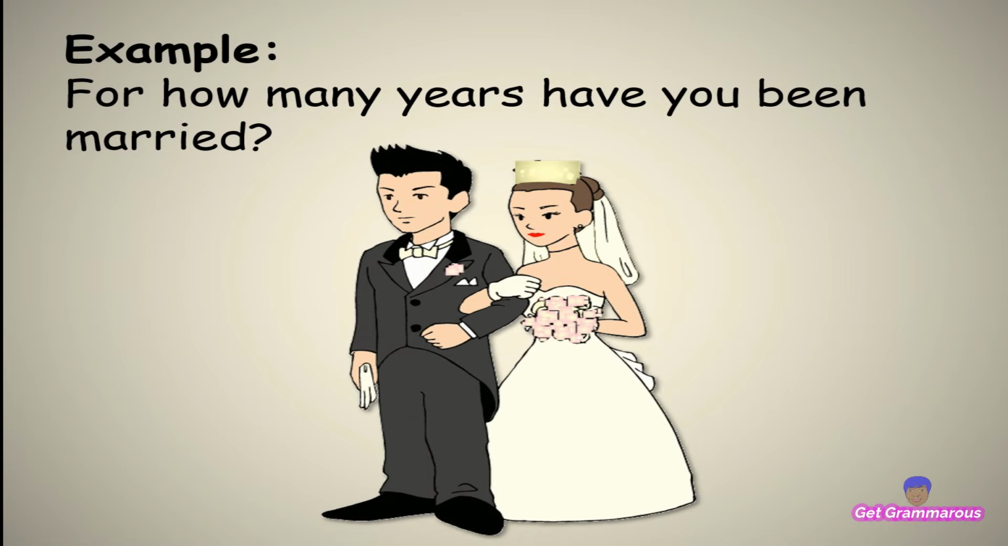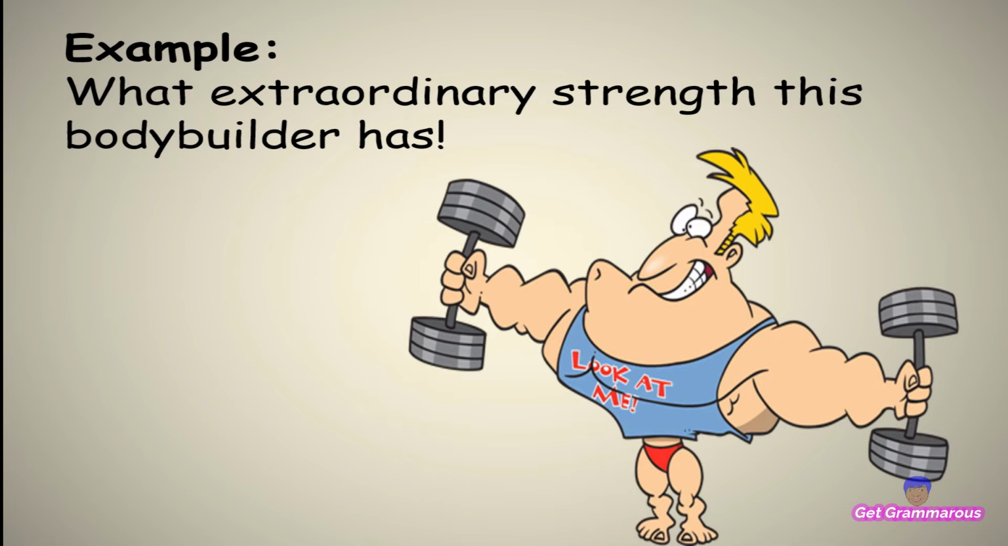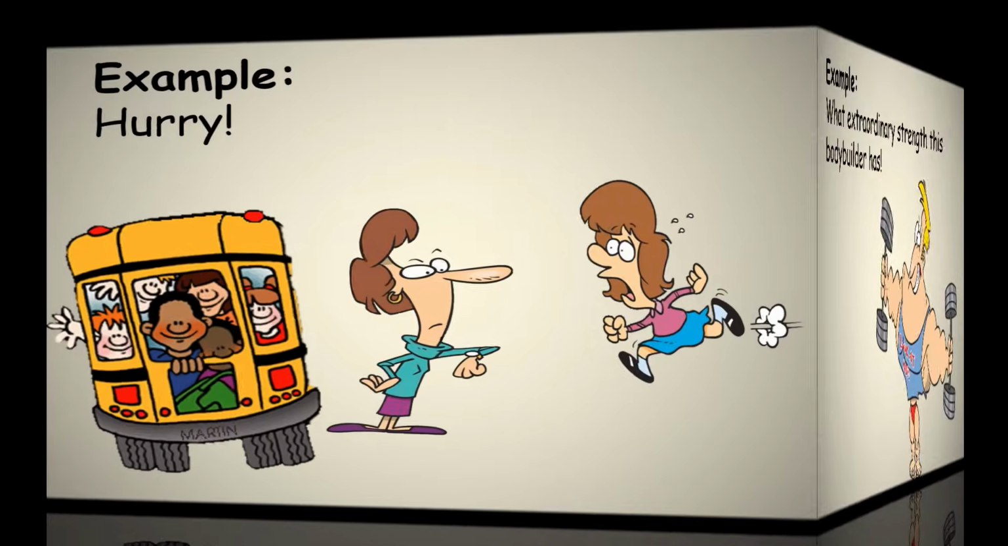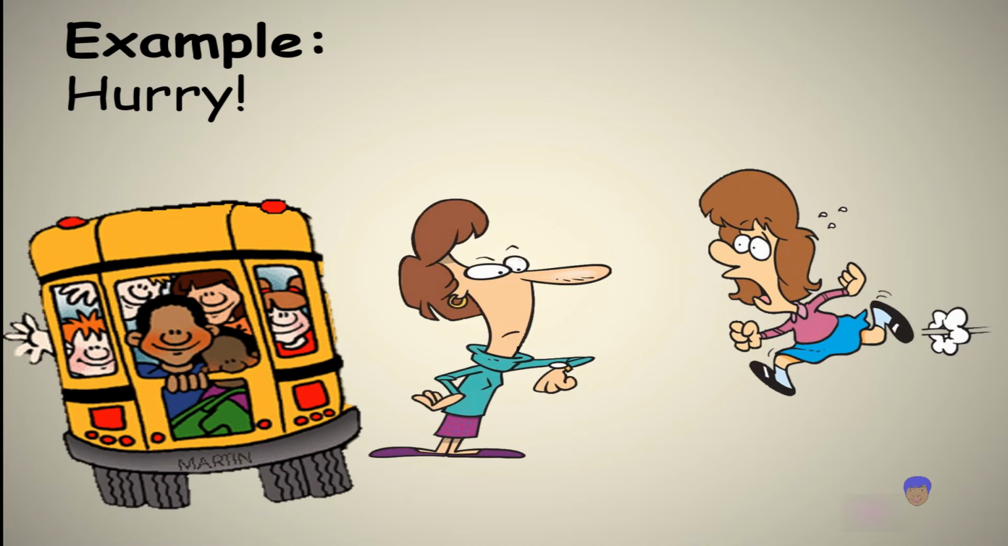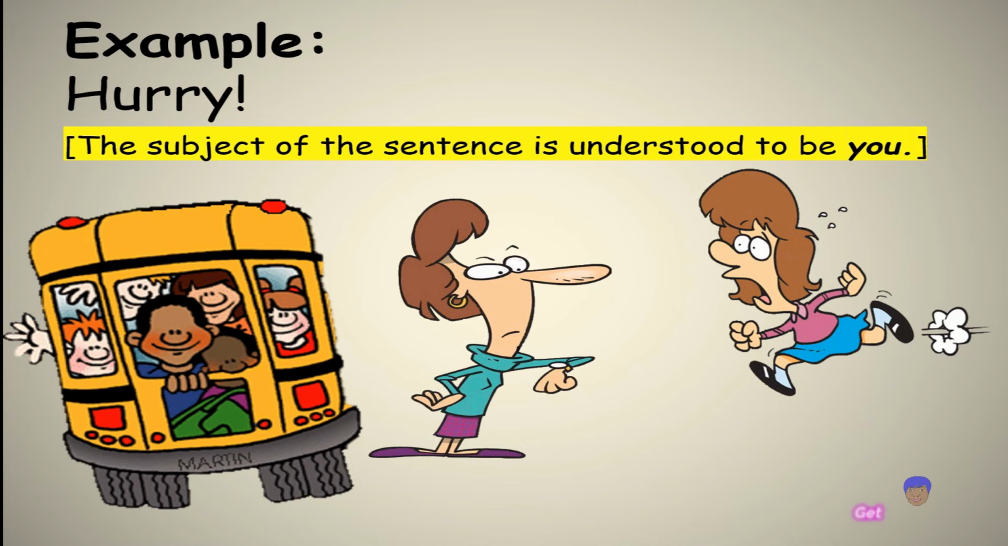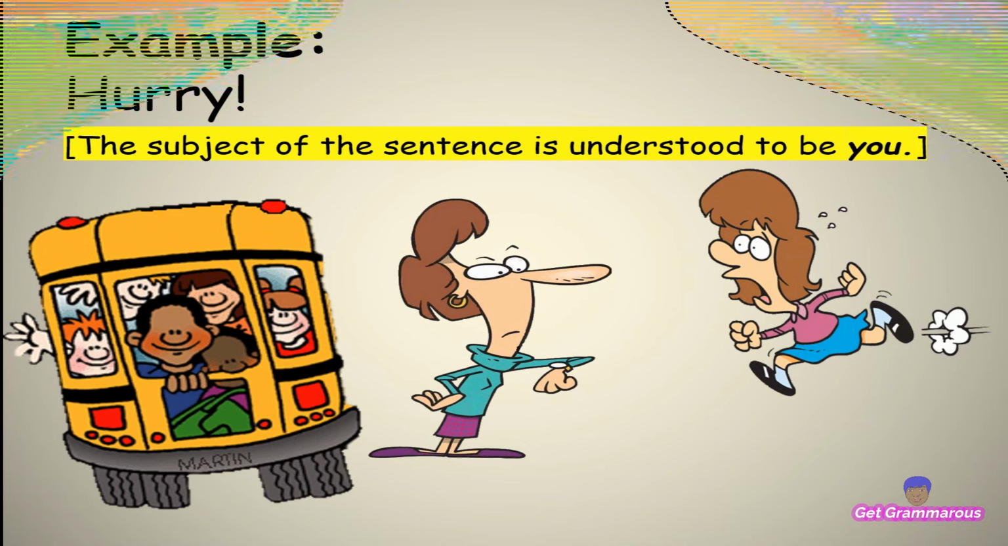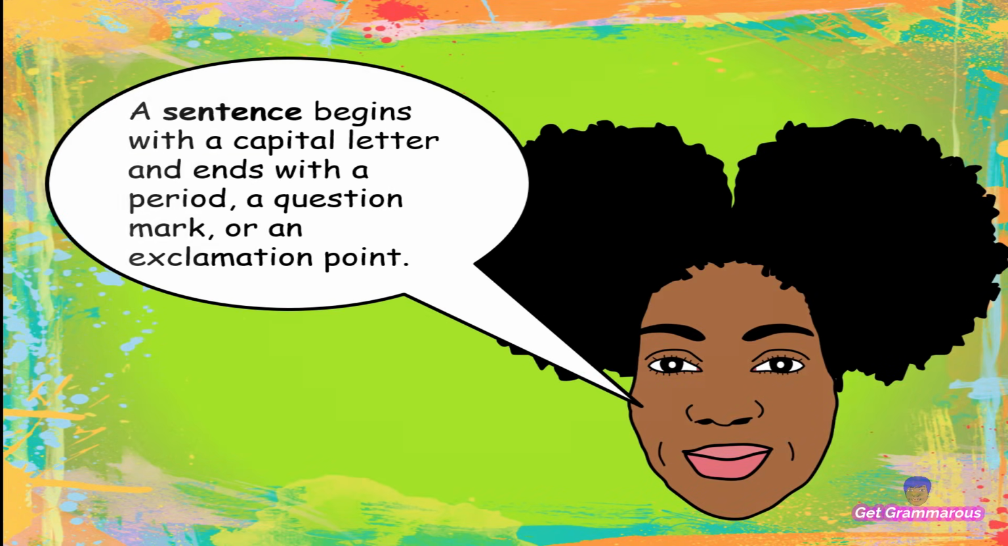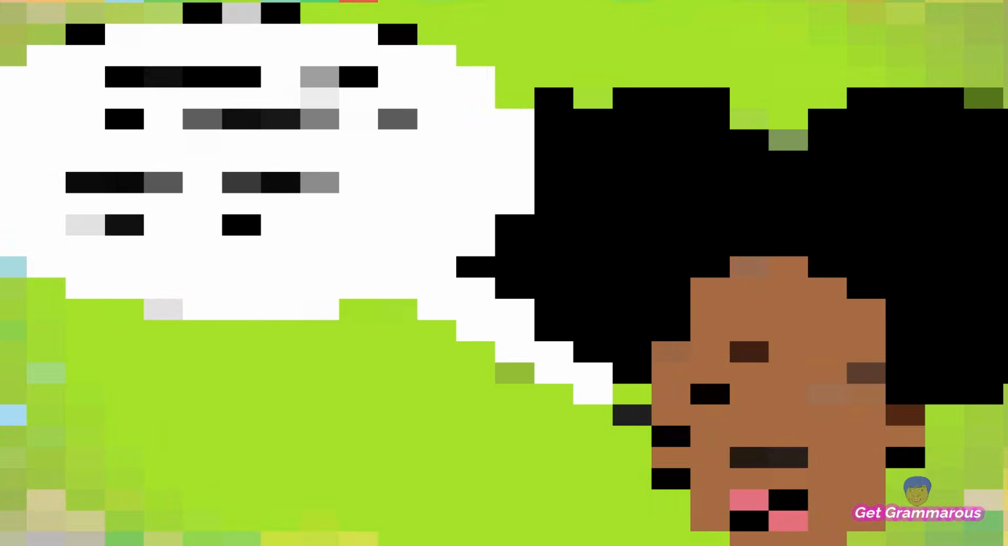Another example of a sentence is, for how many years have you been married? Another example is, what extraordinary strength this bodybuilder has. Another example, hurry! In this example, the subject of the sentence is understood to be you. A sentence begins with a capital letter and ends with a period, a question mark, or an exclamation point.